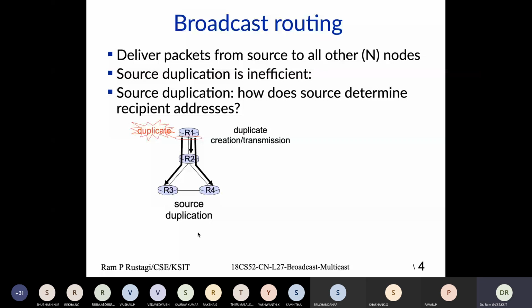Now, avoiding duplication and choking the link, what is the next best approach we can take? Rather than duplicating at R1, can we duplicate at R2? Will that somewhat solve the problem, or will that remove some inefficiency? So R1 sends only one packet. R2 decides how many routers it is connected to, creates that many copies and sends them on those links. Will this approach be better than the source duplication?